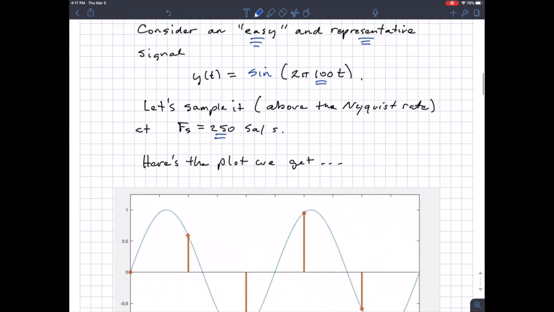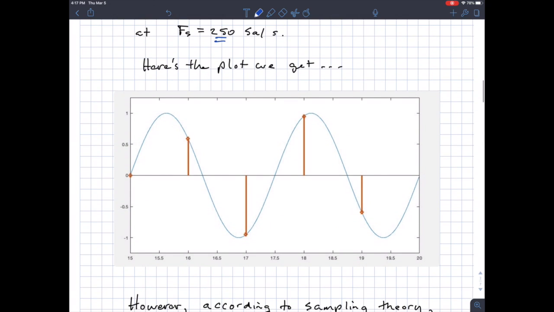If I zoom in a little more closely, here's sample 15, that's a 0. Sample 16, that's right here. Sample 17 is right here. You see the sine function fills in these gaps. I say it fills in the gaps, but that's really not accurate, that's where it came from. I took this sine function and I sampled it to get the sampled data.